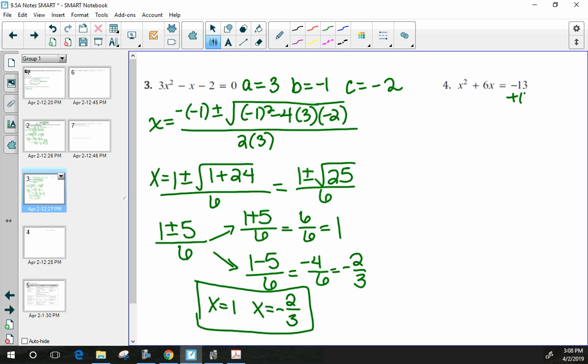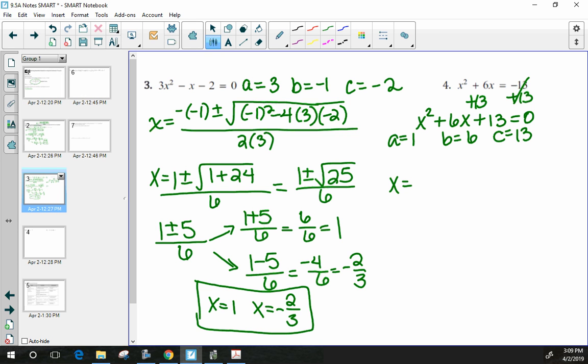So let's move the 13. Do this one with me. Okay, and rewrite it in standard form, set equal to 0. So we got x squared plus 6x plus 13 equals 0. That makes A equal to what, guys, here? 1. B is 6. And C is 13. Okay? So then let's insert that into the formula.